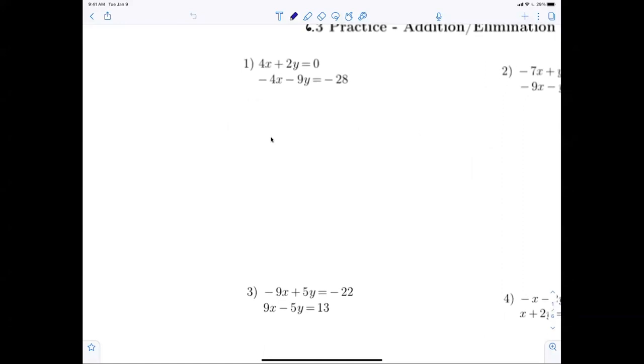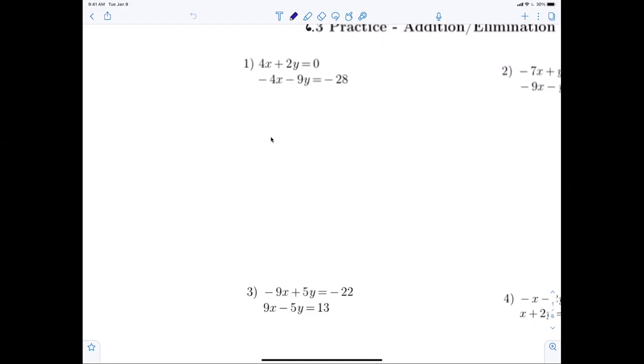The reason they call it the addition method is you're probably going to add. Remember, your objective when you're solving a system of equations is to eliminate a variable. Your objective is to eliminate a variable, right, Jolie? You're right.